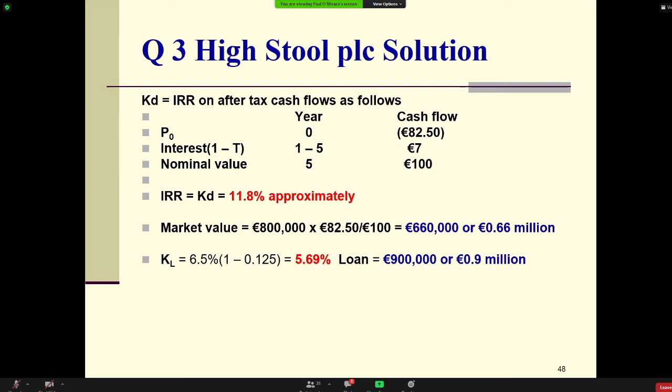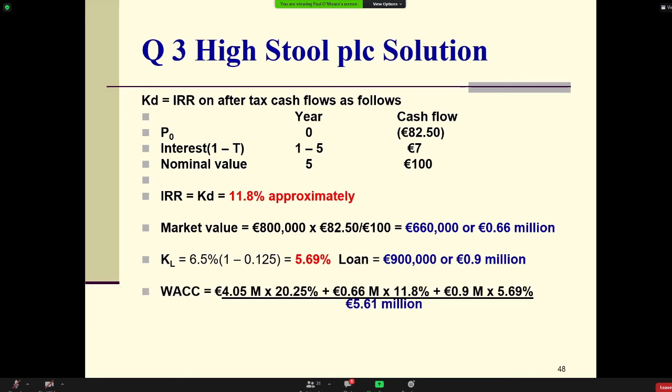You've got the cost of the debt, in this case the debenture, at around 12%, and a value of about 0.66 million. And you have a cost of a loan of about 5.7% or something, and a value of about 0.9 million. The very last thing you have to do in the question, as I said, this will go up on Moodle, will be to work out the average.